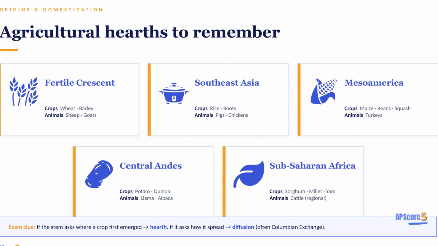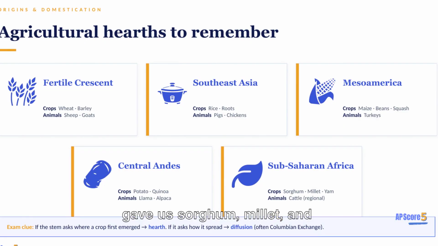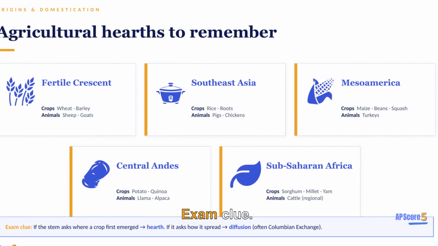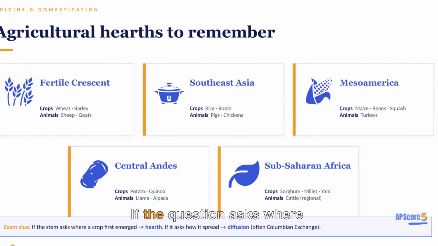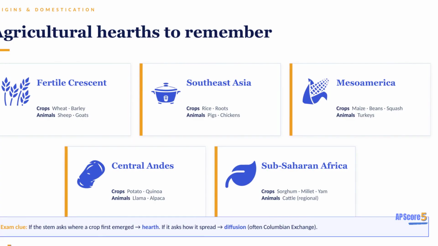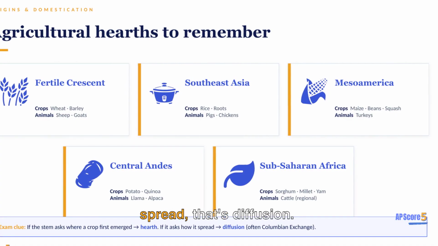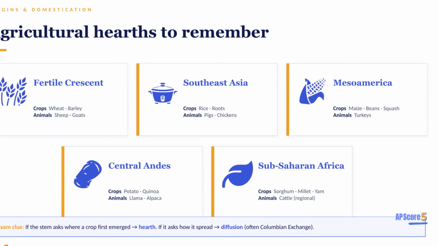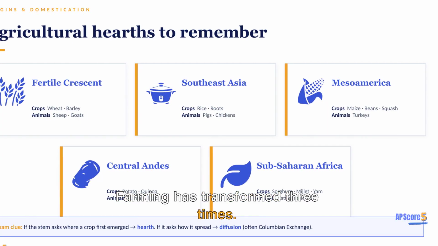Sub-Saharan Africa gave us sorghum, millet, and yams. Exam clue. If the question asks where a crop first emerged, that's hearth. If it asks how it spread, that's diffusion. Farming has transformed 3 times.